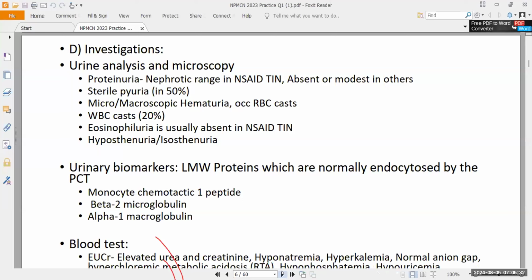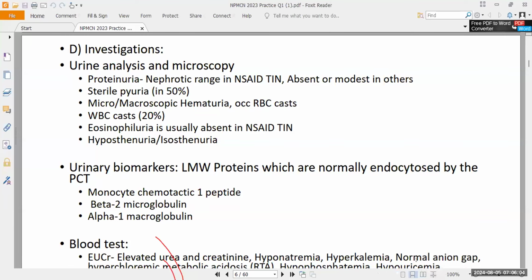So question D, list 4 other investigations you will do. Investigations include urine analysis and microscopy. They've already mentioned in the question that the patient has nephrotic range proteinuria, which is seen in patients with NSAID-induced tubulointerstitial nephritis. Proteinuria is usually minimal or moderate, it can even be absent in other forms of tubulointerstitial nephritis.